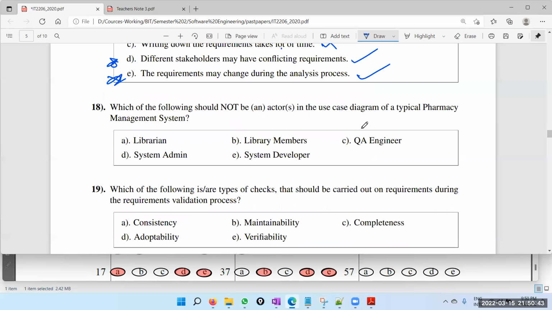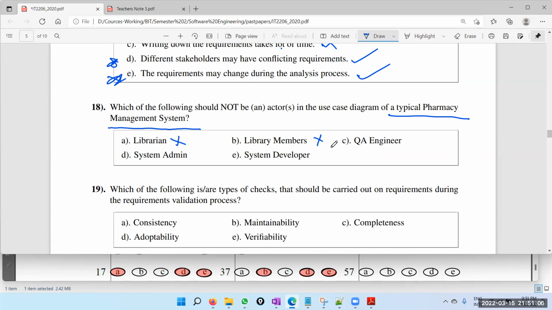Which of the following should not be an actor in the use case diagram of a typical pharmacy management system? That should be easy one. Actor කියන්නේ user role එක. Typical pharmacy management system. Obviously librarian ලට කරන්න දෙයක් නැහැ නේද? Pharmacy management system එකක් ඇතුළේ මොකෝ බෙහෙත් ගන්න එනවා.